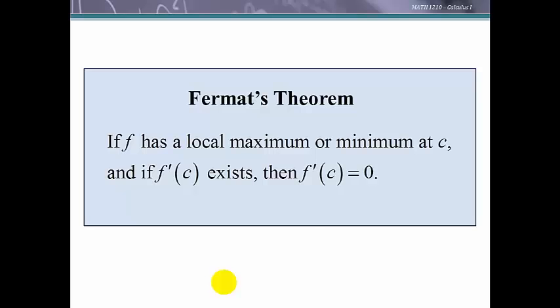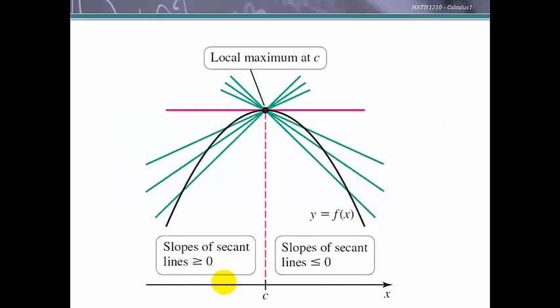Okay, so let's see. Basically what this says is if the derivative exists at c and it's a local max or min, in this particular graph it's a local maximum, the derivative is 0. And you see that we do have a horizontal tangent there. The slopes of the secant lines are greater than 0 when we approach from the left, but the limit as we approach c of these secant slopes is 0. As we approach from the right, we see the slopes of the secant lines are negative, but the limit of the slopes as we approach c is also 0. So the derivative exists there, and it is 0.